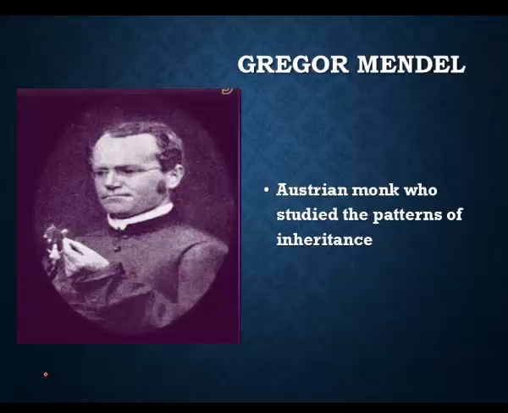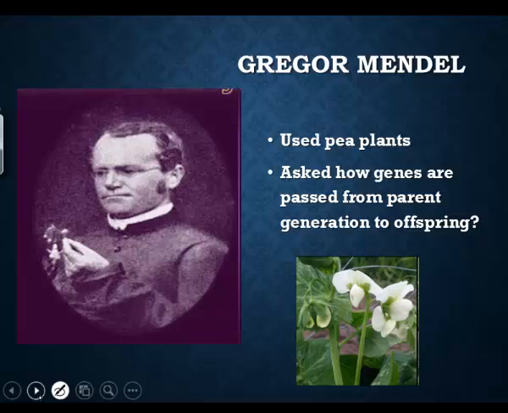So Gregor Mendel was an Austrian monk, and he studied patterns of inheritance. Basically, how our traits get passed down. He used pea plants, and he asked how genes are passed from a parent generation to the offspring.